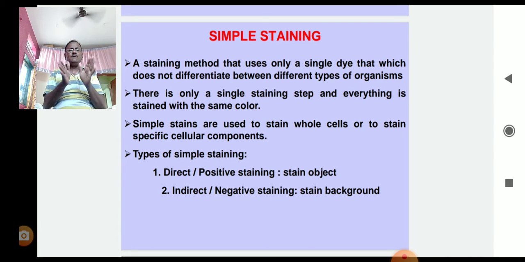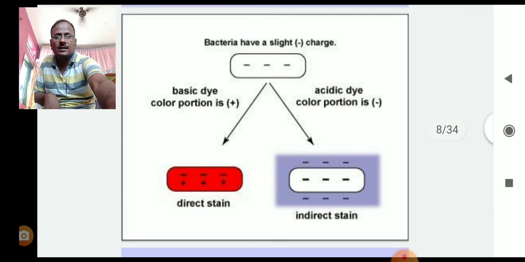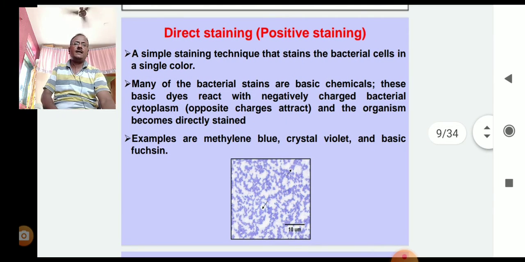In the simple staining methods, there are two types: direct, also called positive staining, in which the microorganism or object is stained, and second, indirect, which we can also call negative staining, in which the background is stained. So we'll see details about direct staining and indirect staining.